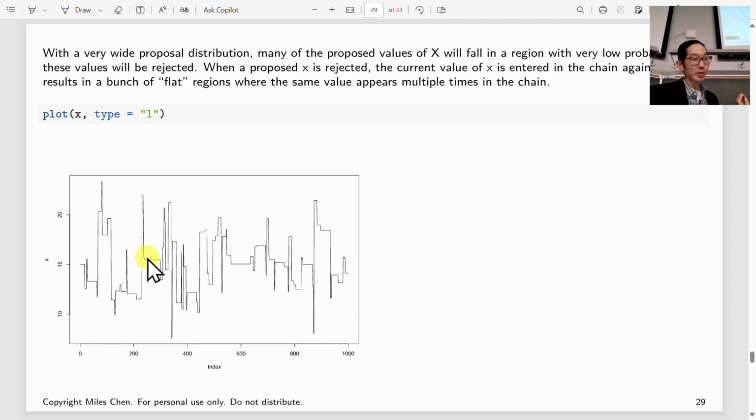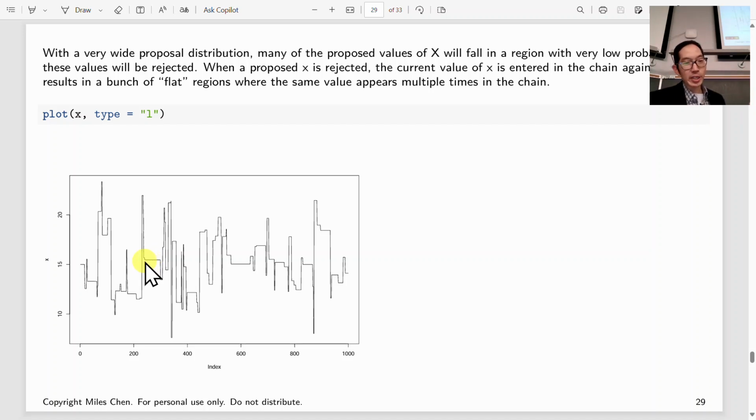So let's say I'm currently in this flat line here. That means I was at 15 and I kept proposing terrible locations that got rejected. I proposed 60, we rejected it. I proposed negative 30, we rejected it. I proposed 55, we rejected it. I proposed 2, I rejected it. I proposed 24, I rejected it.